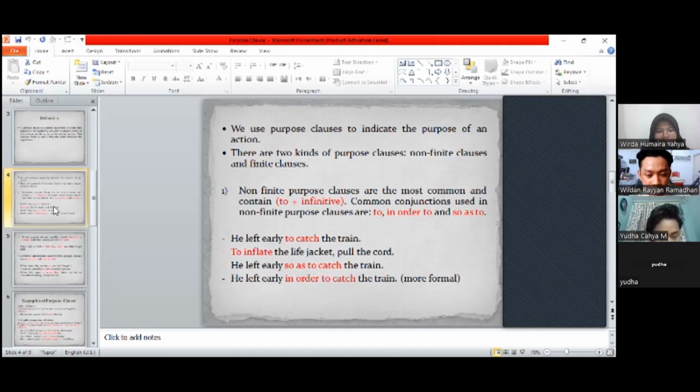These are the examples of non-finite purpose clauses. The first one is, he left early to catch the train. To inflate the life jacket, pull the cord. He left early so as to catch the train. The second one is the more formal one: he left early in order to catch the train.